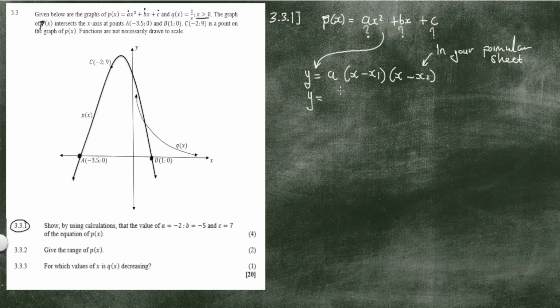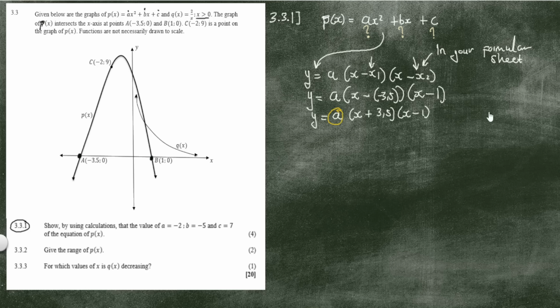Y is equal to a. Then we start substituting the x coordinates. X minus, what is x1? X1, we're going to be substituting that negative 3.5. We have an x that is minus x2. X2, it's going to be that 1. Then we simplify that, where we end up with a times x plus 3.5, x minus 1, okay?